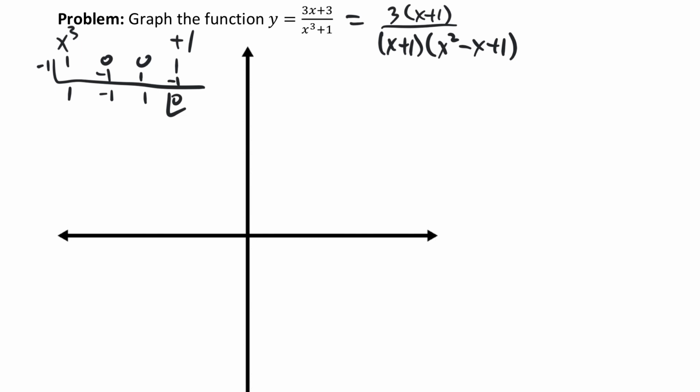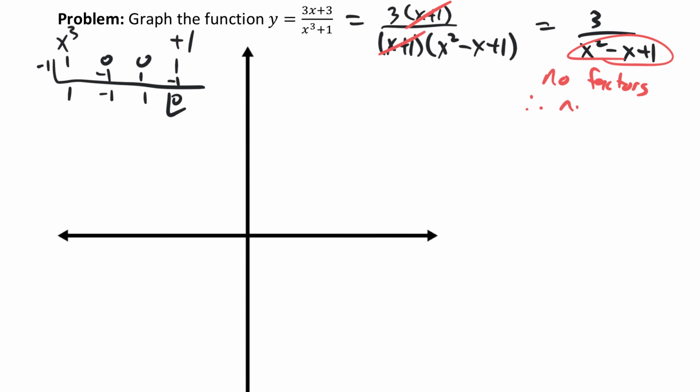Now that quadratic doesn't factor anymore. You can check with the quadratic formula or the discriminant. And the x plus 1 is going to cancel. So that's going to give you 3 over x squared minus x plus 1. Because this doesn't factor, there are no factors, therefore no vertical asymptotes. We do have a hole though, because we had x plus 1 cancel, so x equals negative 1 is our hole.